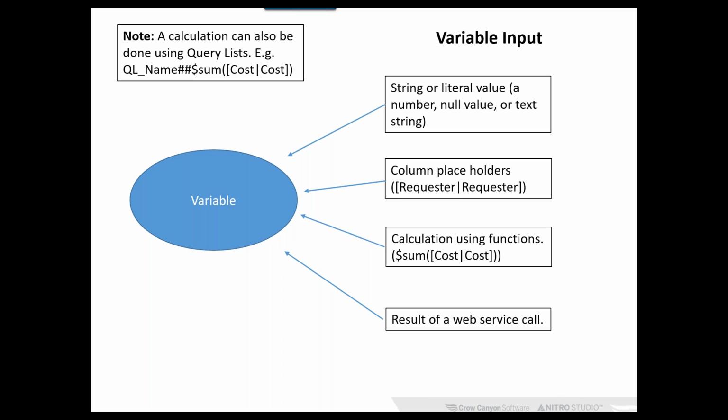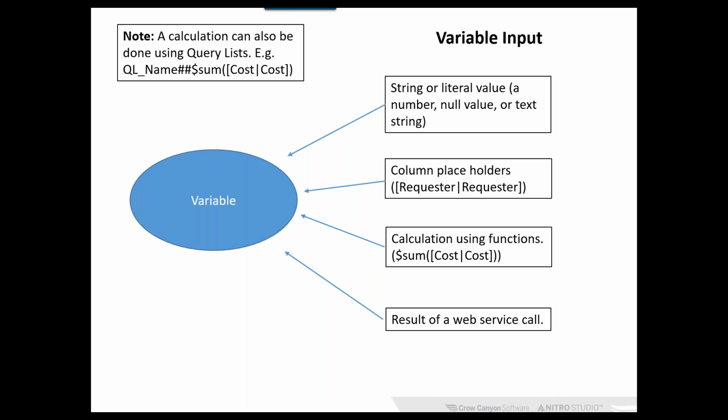So what we're talking about here is a way to store a text string. You could store a number. You can even store a null value. I'll show you where we might be using that null value in a workflow or in a process. There are also placeholders that you can put into the variable.